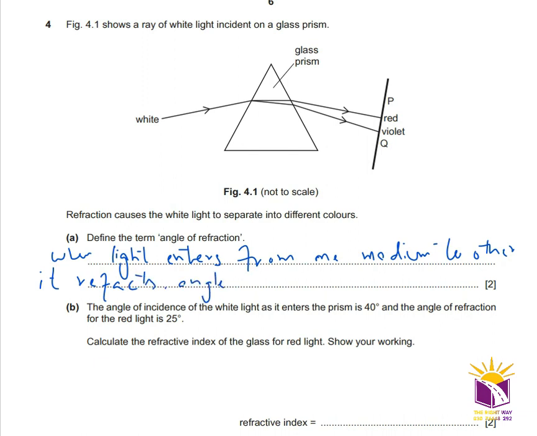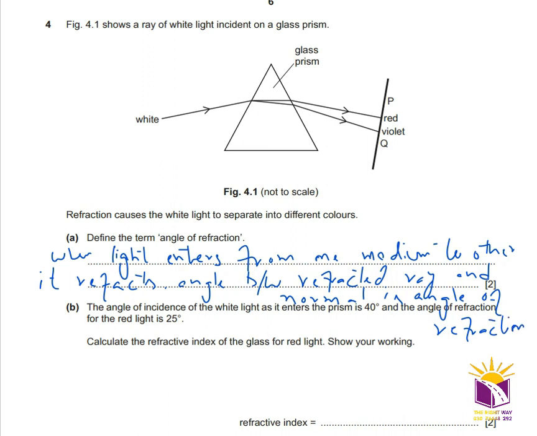Angle between refracted ray and normal is the angle of refraction. We know that when light enters from one medium to another medium, it refracts, it changes path. The angle between the refracted ray and the normal is the angle of refraction.